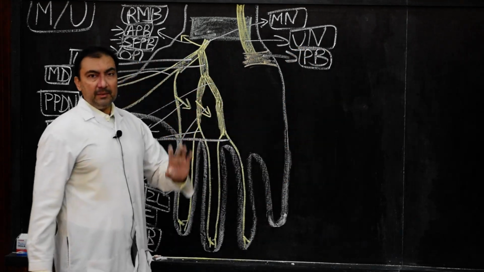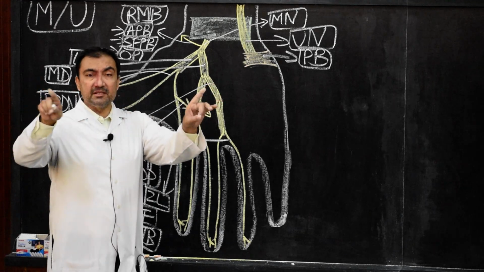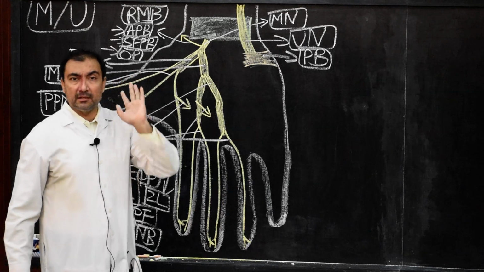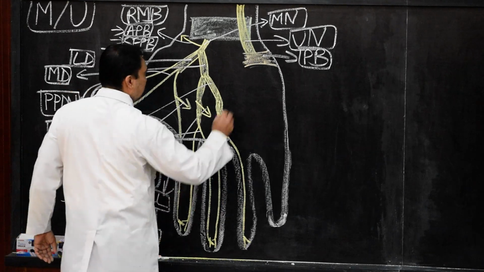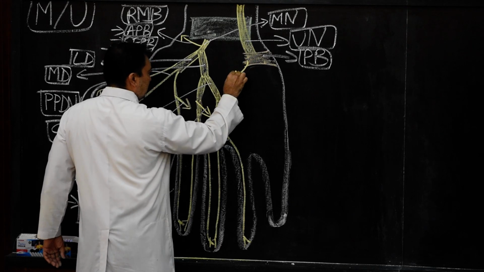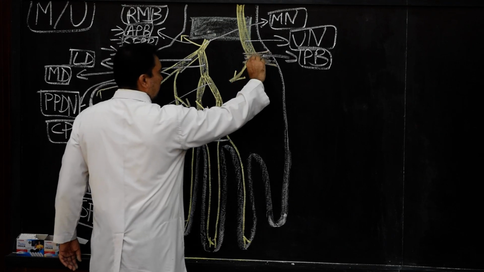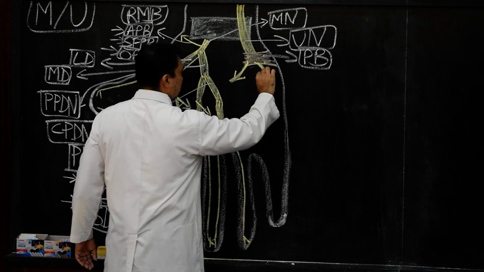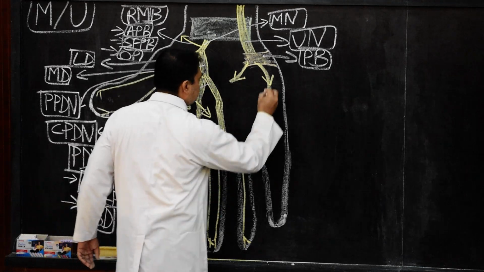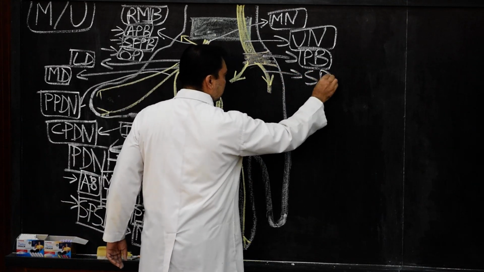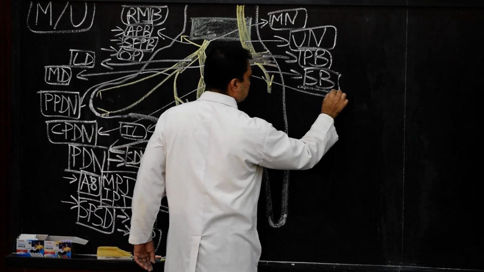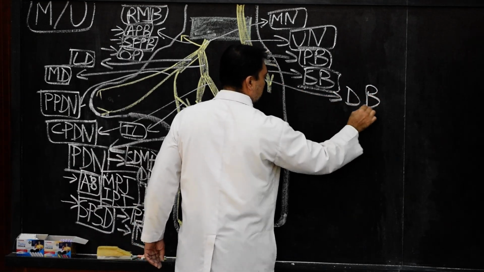As it passes beneath the palmaris brevis, it will divide into two main branches: the superficial branch of the ulnar nerve in the palm and the deep branch of the ulnar nerve in the palm. So here it will divide, let us take this as the deep branch, and here this will be the superficial branch, and we are going to name these two branches.